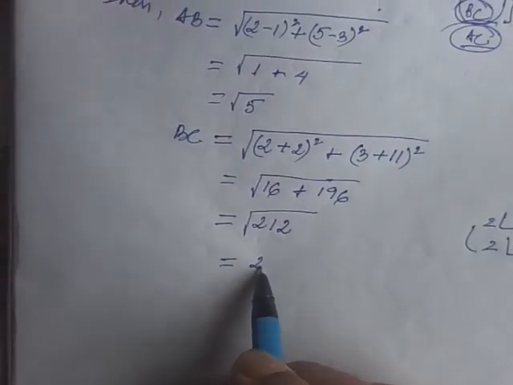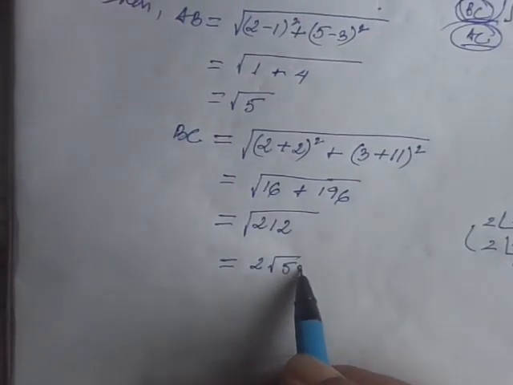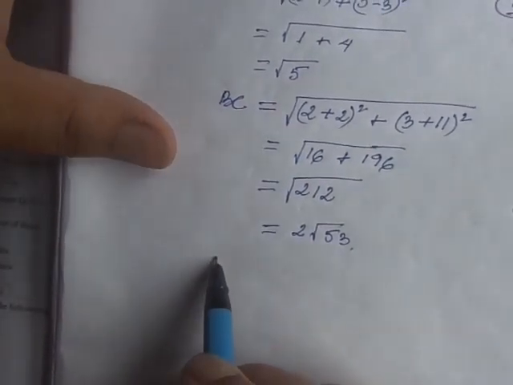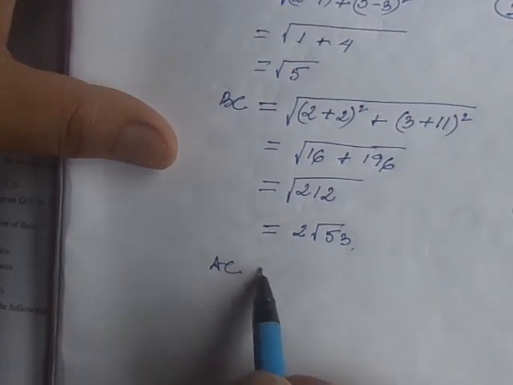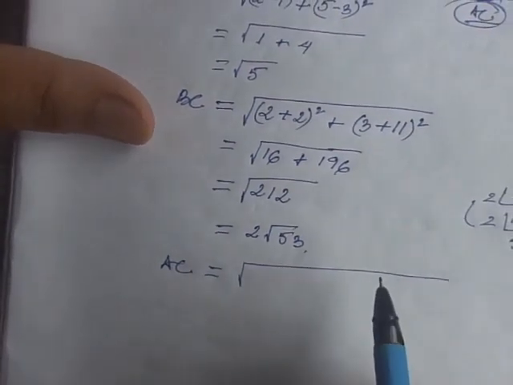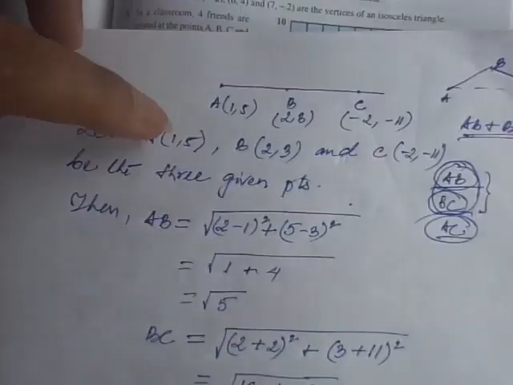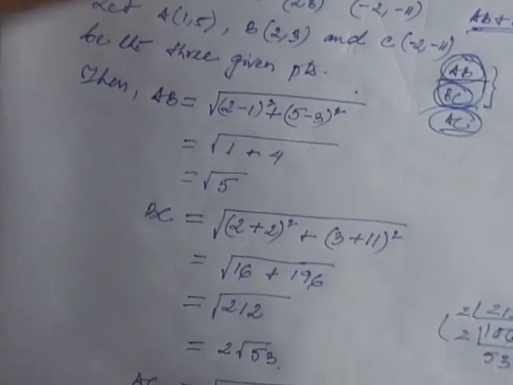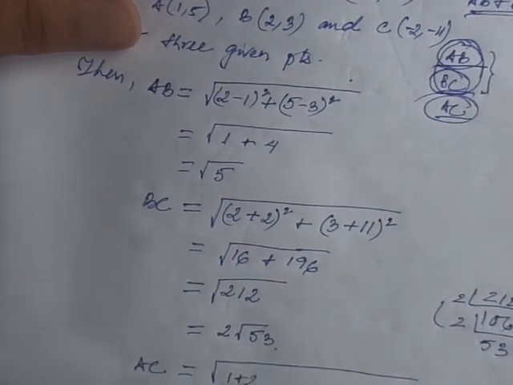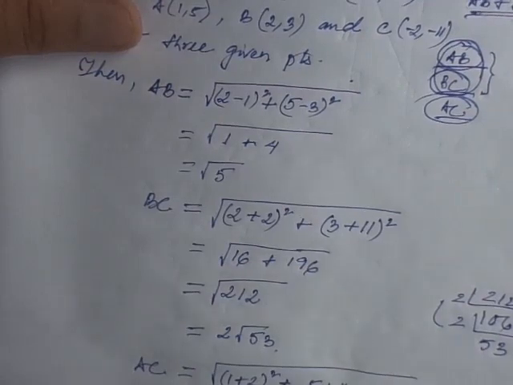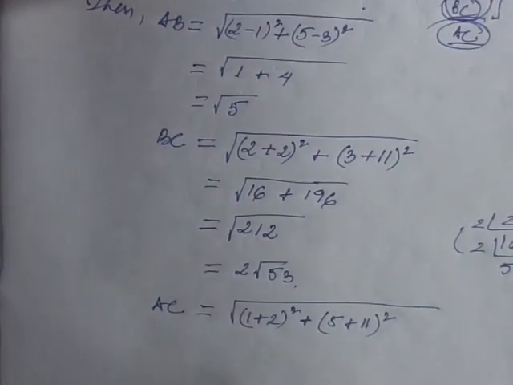So we can write this one as 2 root 53. Let's try and see. Then here the next one, EC. EC equals the square root of... E is this, C is this. So 1 and minus 2, 1 is bigger, so we write the bigger one first, so it will come as 1 plus 2 whole square, then plus 5 plus 11 whole square.